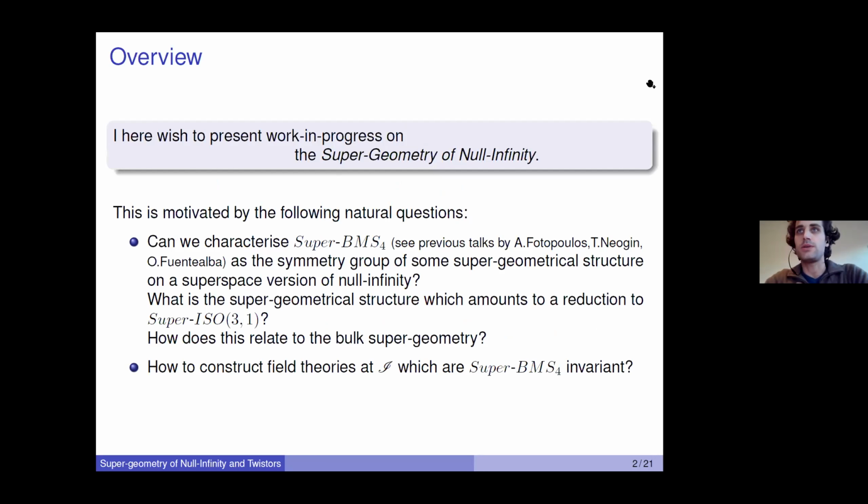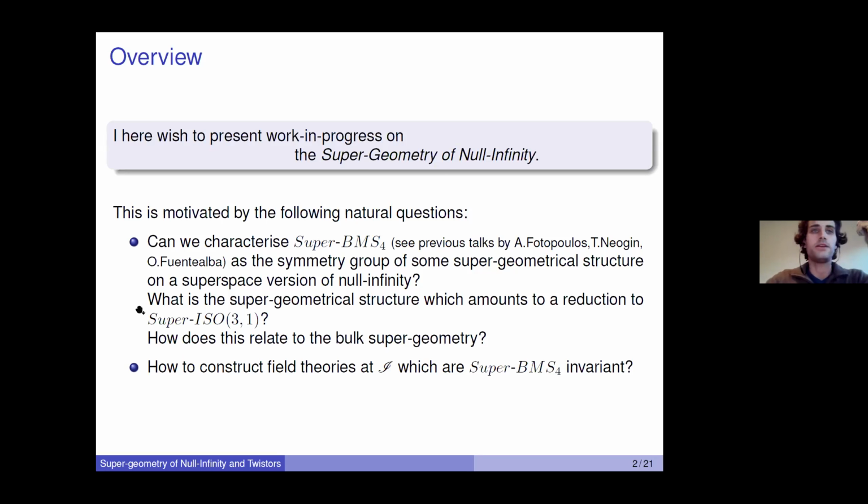Is there a sense in which we can characterize the super-BMS group, which we've been discussing in the last talks, as being a symmetry group of some supergeometrical space, a superspace generalization of null-infinity? So some sort of super diffeomorphism on null-infinity. It's a very natural question, I think.